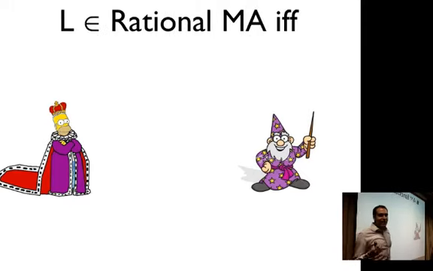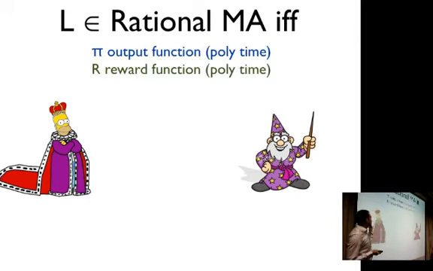So we say that a language L is in rational Merlin Arthur if it has associated two functions, an output function pi and a reward function r. And these two functions are going to help Merlin and Arthur interact. This is a talk about interactive proofs, after all, so they better interact.